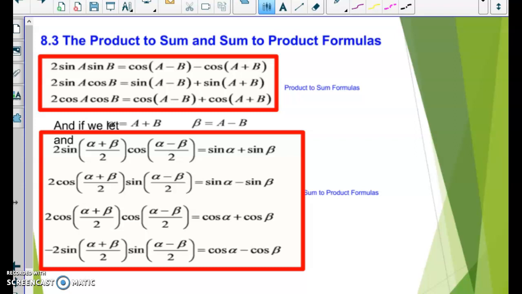Here we are in section 8.3, and we have product to sum and sum to product formulas. Again, if you look at the bottom of my sheet that I sent you, there are the bottom two sections. And just like anything else, this is pretty much just plugging into a formula. We're going to do a couple examples here. If you don't have my sheet, you should go back and look at some of those emails so you can use these.